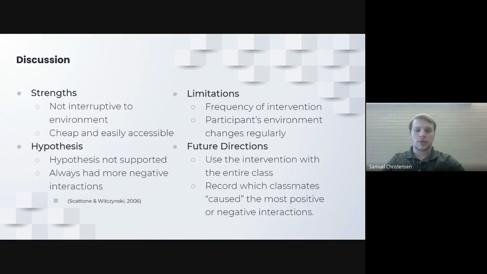For future directions, I would use the intervention in the entire class and not just the participant. In that way, he doesn't feel isolated from the rest of his peers. I would also record which classmates cause the most positive or negative interactions.